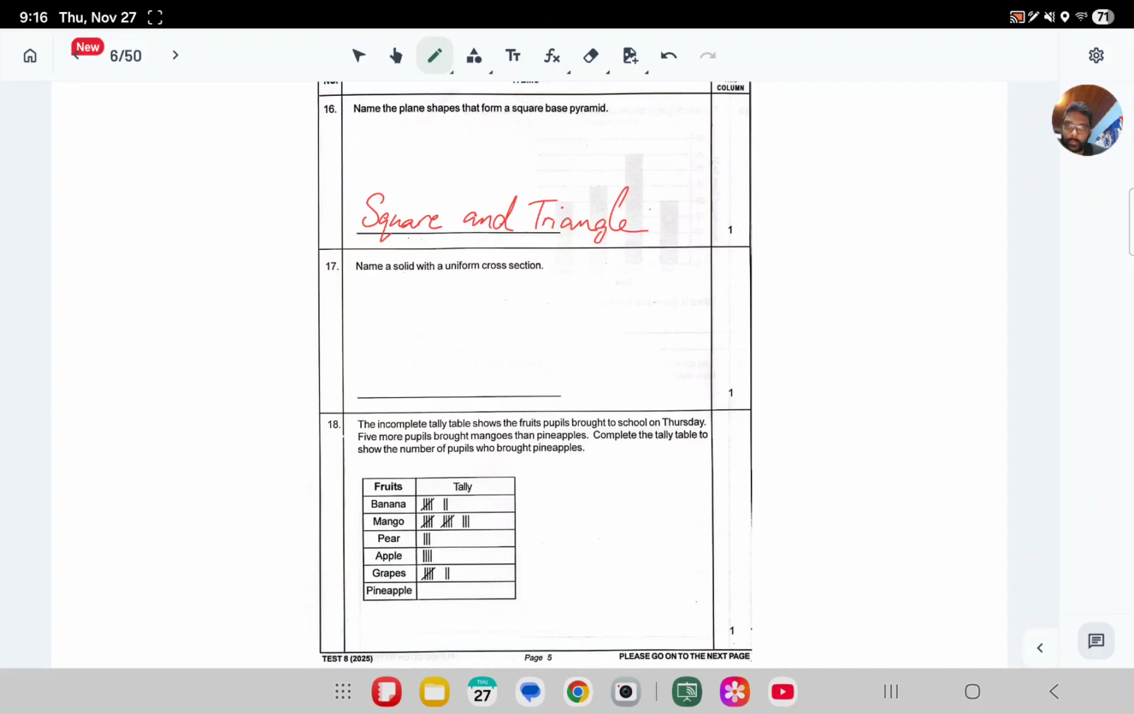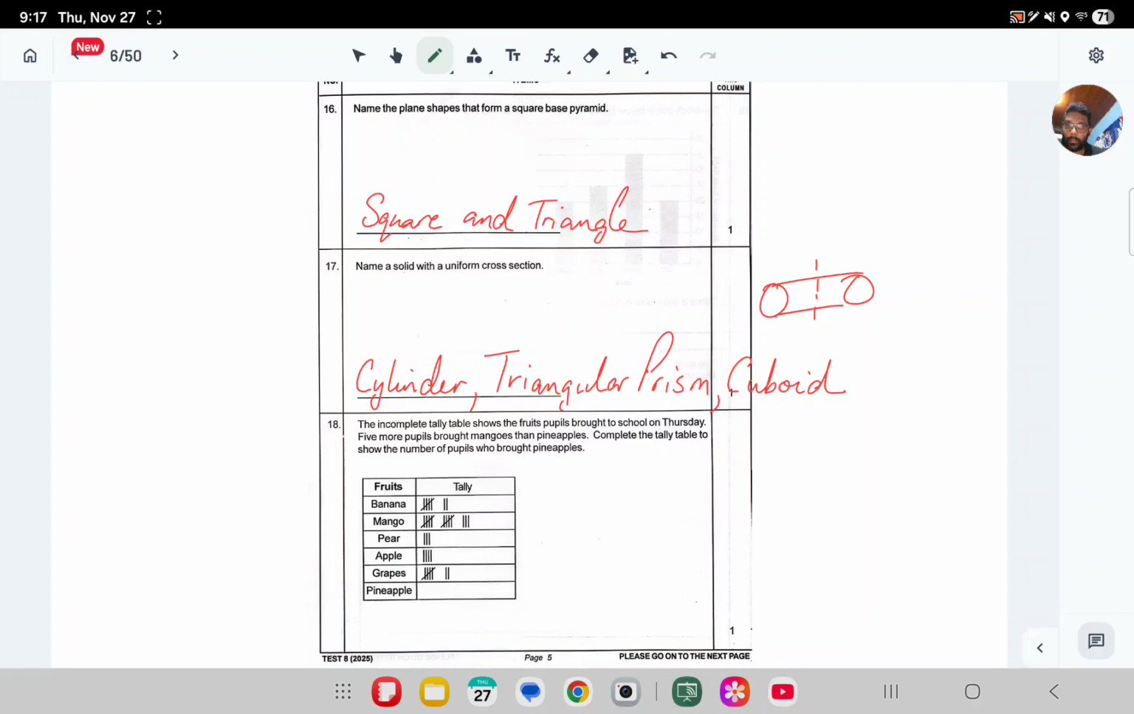Number 17, name a solid with a uniform cross-section. Uniform cross-section means whenever you cut or dissect the shape, it will still have the same shape throughout, right? It will look the same. So we could have a cylinder, because if you dissect a cylinder to get a cross-section, it will still have a cylinder. We could do a triangular prism. We could even do a cuboid. Alright, when you cut all these shapes, you will still have the same shape, just a smaller version.